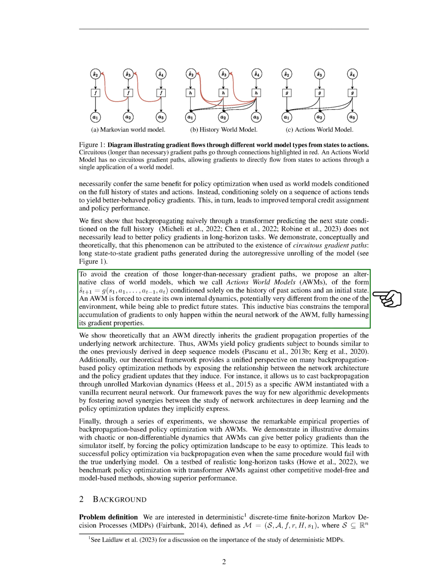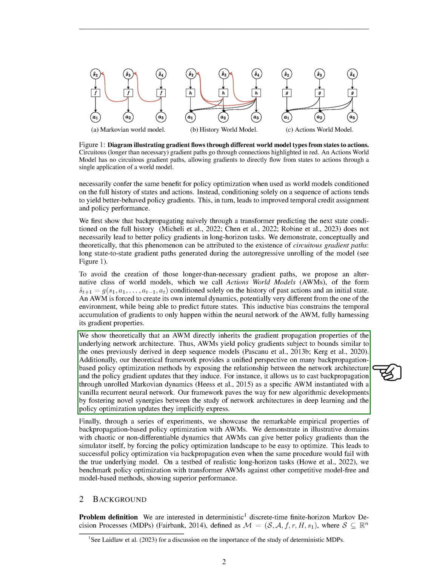To circumvent the issue of complex gradient paths that arise when a transformer is conditioned on the full history, we propose a new class of world models, which we refer to as Actions World Models, AWMs. These models are conditioned only on the history of past actions and an initial state, forcing them to generate their own internal dynamics. This approach not only simplifies the gradient paths but also leverages the gradient propagation properties inherent to the neural network architecture of the AWMs, resulting in more stable policy gradients.